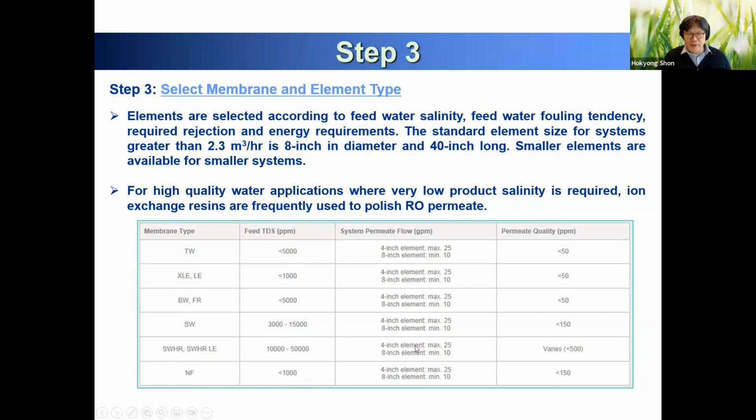So 4-inch, 8-inch, different types. Then permeate quality: you will have less than 50 ppm, less than seawater desalination, 150 ppm. Then this one is Paris, less than 500 ppm. So based on your experience or based on your membrane manufacturing company's suggestion, you need to decide.